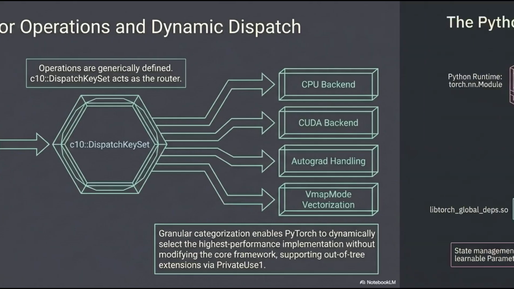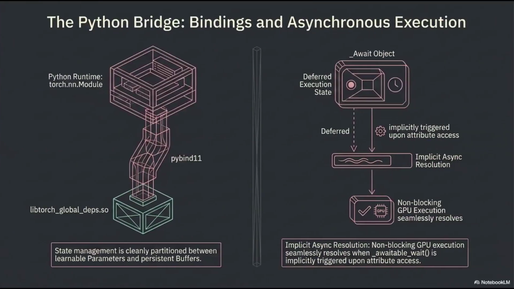This slide illustrates two fundamental aspects of our system, the Python bridge and asynchronous execution. On the left, we see how the Python runtime, specifically torch.nn.module, interfaces with lower-level C++ libraries like libtorchglobaldeps.so through pybind11. This architecture ensures that state management is cleanly partitioned between learnable parameters, which are typically part of the Python module, and persistent buffers residing in the native C++ backend.